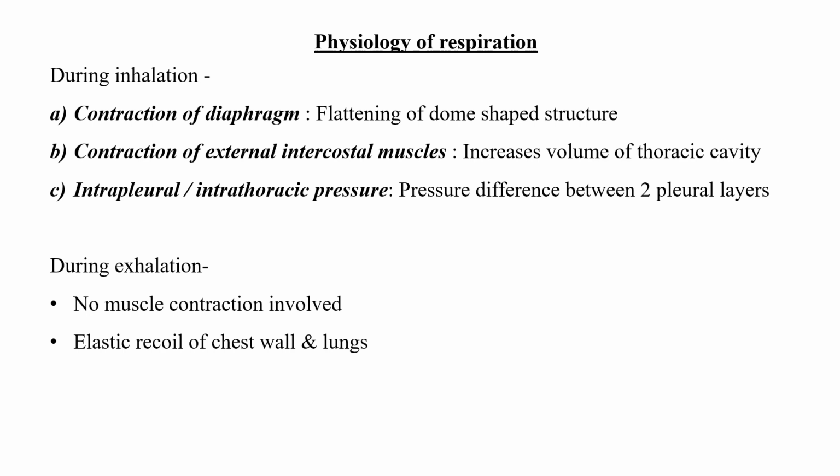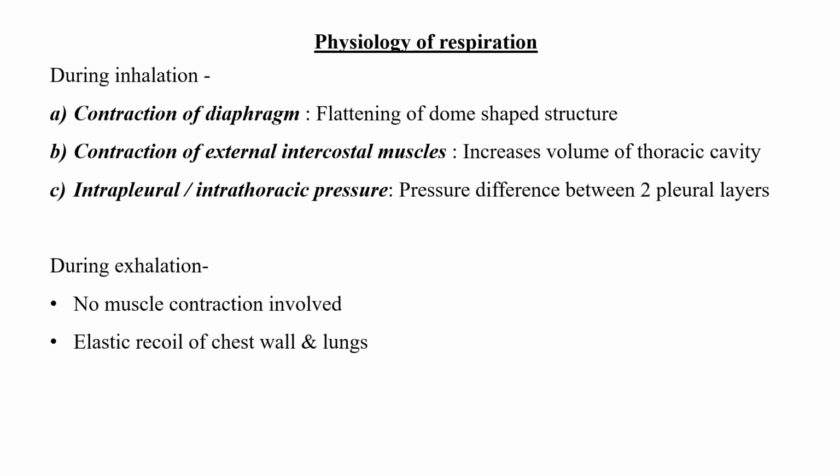The second process is by the contraction of external intercostal muscles. So during inhalation, the external intercostal muscles contract, that elevates the ribs and increases the anterior, posterior and the lateral diameters of the chest cavity, and thereby it increases the volume of the thoracic cavity.